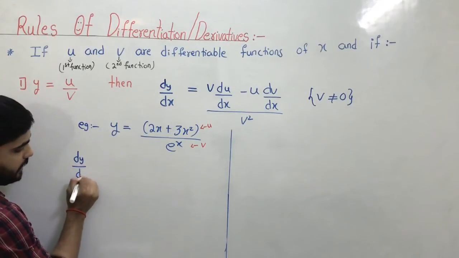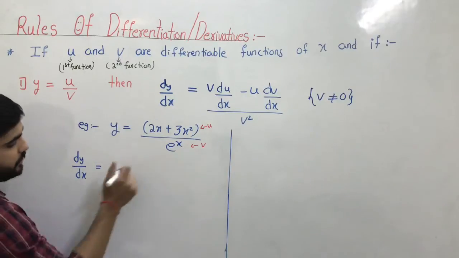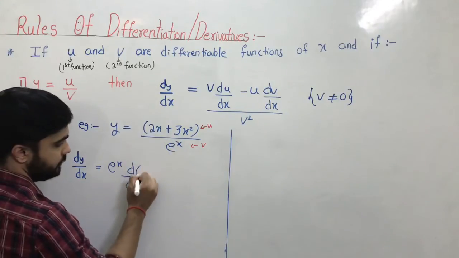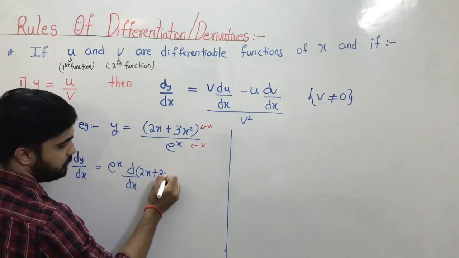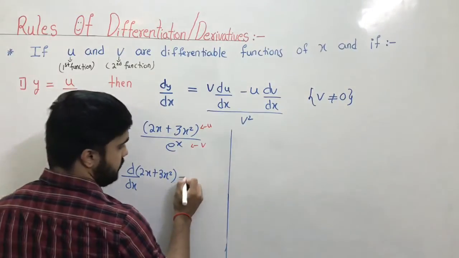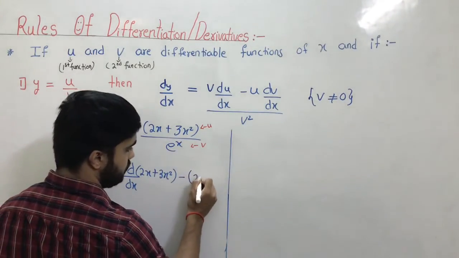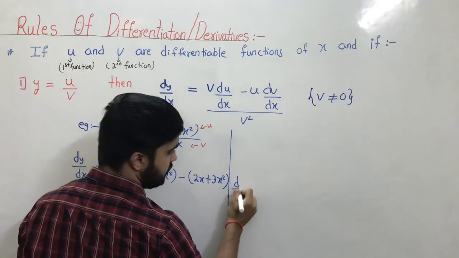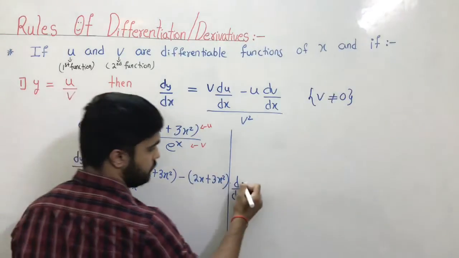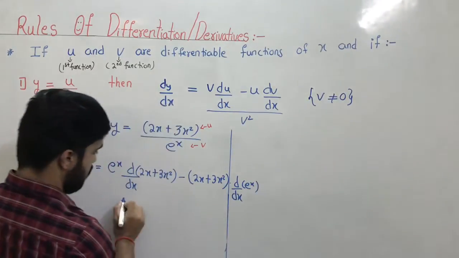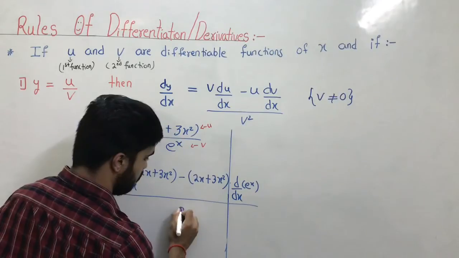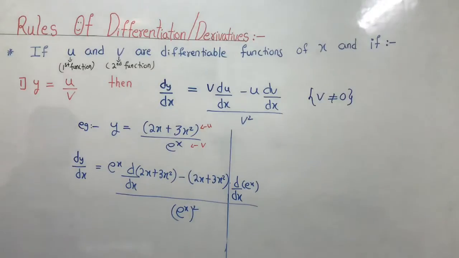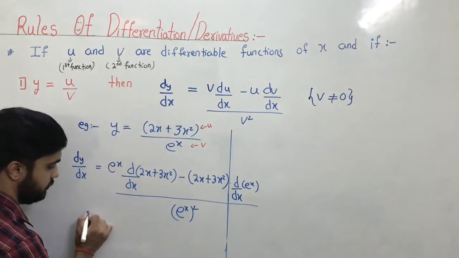So dy by dx, it is equal to second function as it is, derivative of first, minus first function as it is, derivative of second, that is e raised to x, whole divided by e raised to x square. Okay. So now we'll solve this.